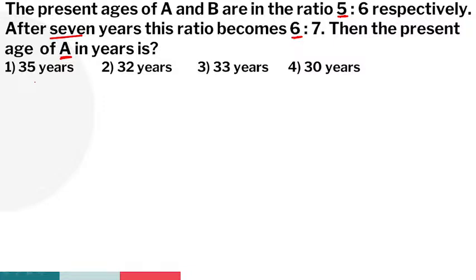What is the first option? 35. 35 is a multiple of 5. Yes, 5 sevens are 35. After 7 years, after means plus, right? So 35 plus 7 is 42. 42 is a multiple of 6. 6 sevens are 42. So that's why option 1 is the right answer, guys.